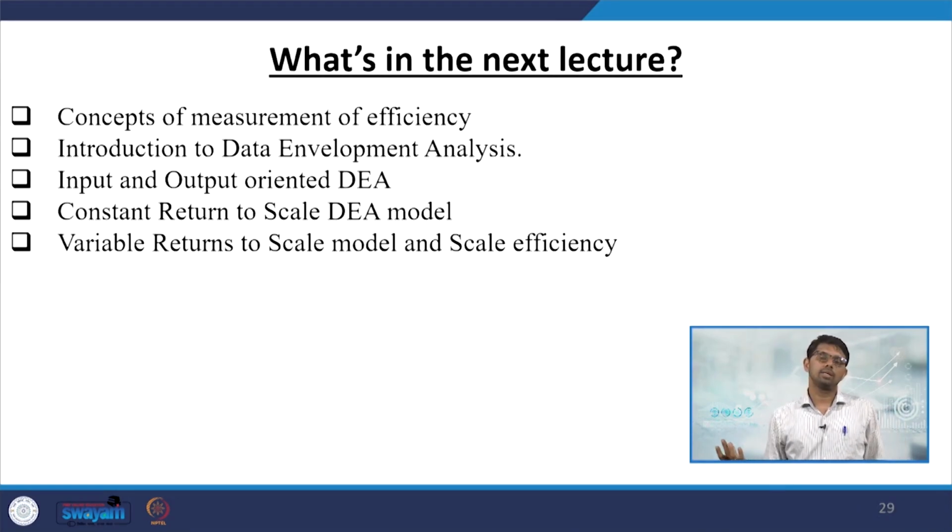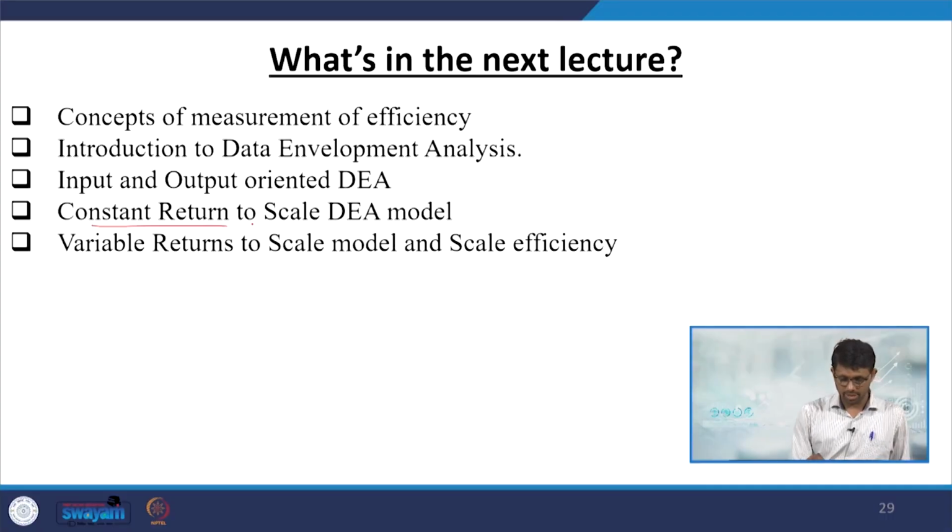And what are their details, we will also go through detailed schematic presentations of the entire possibility of productivity and efficiency. We will certainly emphasize the software, and will emphasize different conceptions of measurement, data envelopment analysis, and input and output oriented DEA, constant returns to scale DEA model, and variable returns to scale model, and scale efficiency. So, these will be emphasized, how far this is going to change variable returns and scale efficiency, etc., in our next lecture.